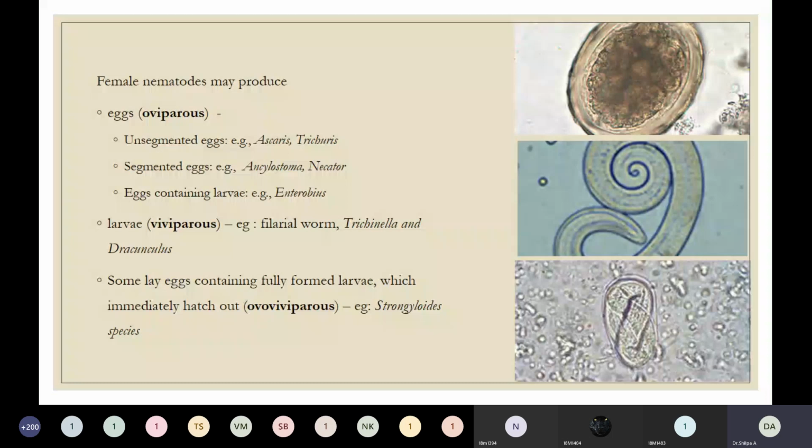Now coming to the eggs, which is also called oviparous. Some will produce unsegmented eggs. Examples for that are Ascaris lumbricoides and Trichuris trichiura. Segmented eggs are produced by Ancylostoma duodenale and Necator americanus. Eggs containing larva are produced by Enterobius. Here it is not fully developed. In Enterobius, even though the egg contains larva, the larva is not fully developed. That's why it comes under oviparous.